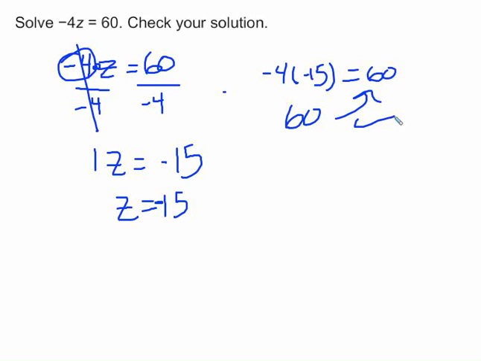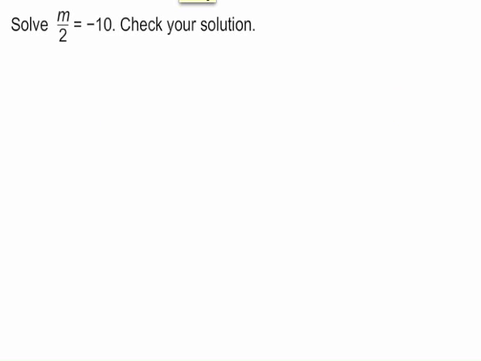Okay? Now, some equations, such as this one, m divided by 2, or m over 2, is equal to negative 10, have division already in place, and you need to undo that division. So I know when I see this fraction bar that I'm talking m divided by 2. M over 2 is the same thing as m divided by 2. So in order to undo what's being done to the variable here, or to isolate the variable, I need to multiply. And what am I going to multiply by? I'm going to multiply by 2 on each side.